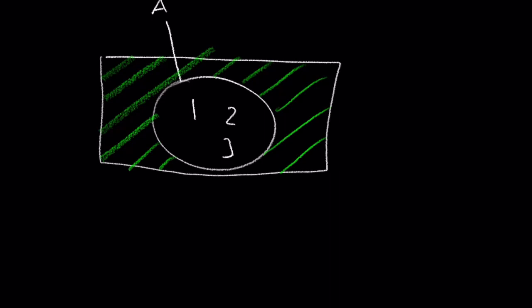The symbol for the complement of set A is the letter A with a line above it. This is the Venn diagram for the complement of set A. Remember, for the complement of a set we always need a universal set, so we know which elements are in the complement. Again, the complement of set A are all the elements in the universal set, except for the elements of set A.